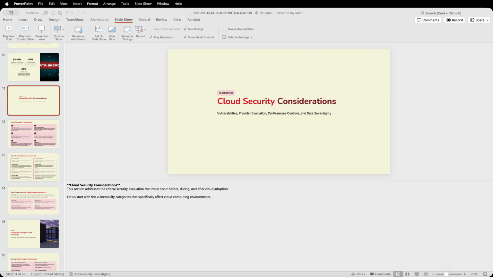Now, the CIS Critical Security Controls version 8 devotes an entire control to audit log management, recognizing that logs are the forensic foundation for detecting breaches, investigating incidents, and demonstrating compliance. Now, without centralized logging, an attacker can establish persistence in the cloud environment and operate undetected for extended periods. Now, key logging considerations.